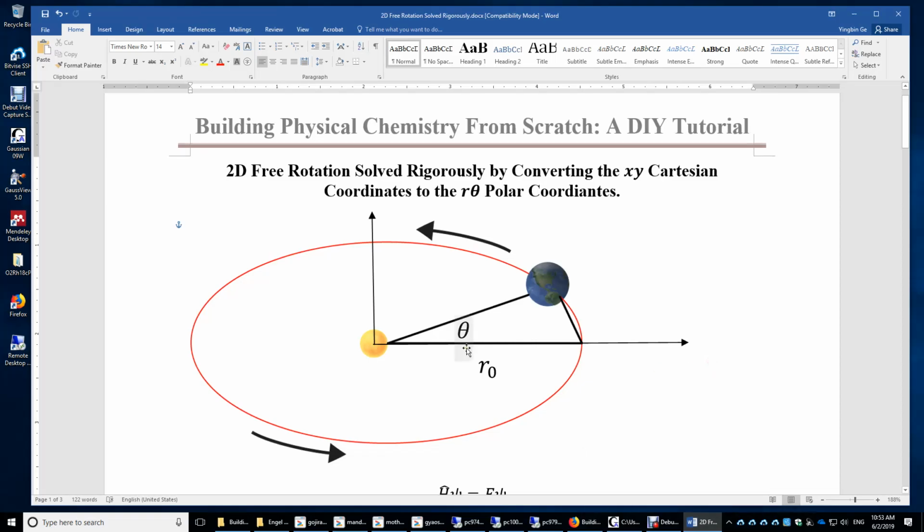In this video, we will solve the Schrodinger equation for the two-dimensional rotation by converting the xy Cartesian coordinates to the r theta polar coordinates. So over here, this particle is rotating about the center of a ring with a constant radius r0. This is the x-axis. This is the y-axis. So the Cartesian coordinates of this particle: x is equal to r0 times cosine theta, y equals r0 times sine theta.